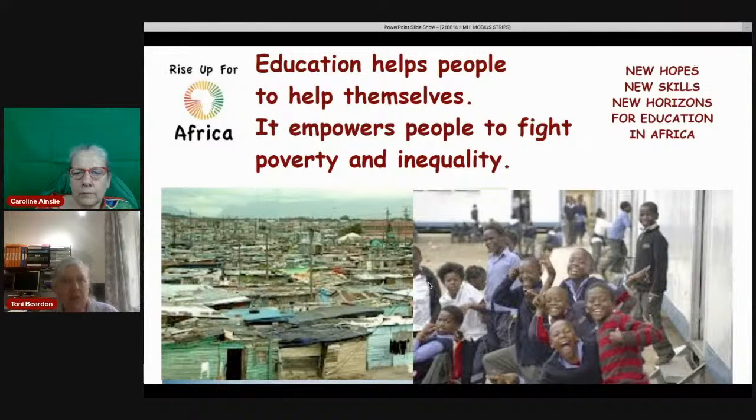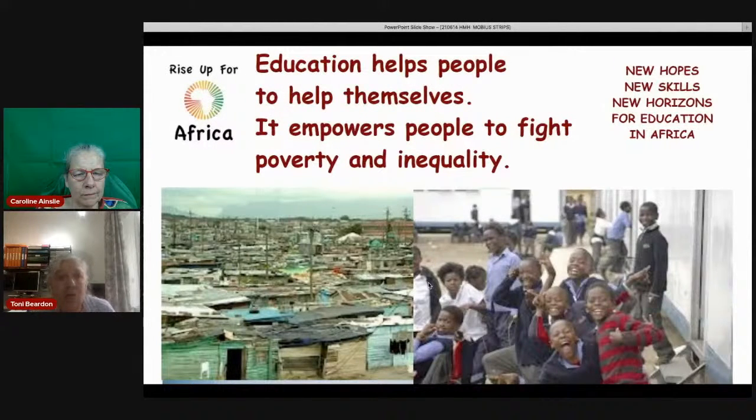It empowers people to fight poverty and inequality. So there are some quite boisterous, naughty-looking little children. Children are wonderful, same the world over. And they're in a school, and there's a township, a typical township. Millions of people in South Africa live in townships and shacks like those houses you see there.